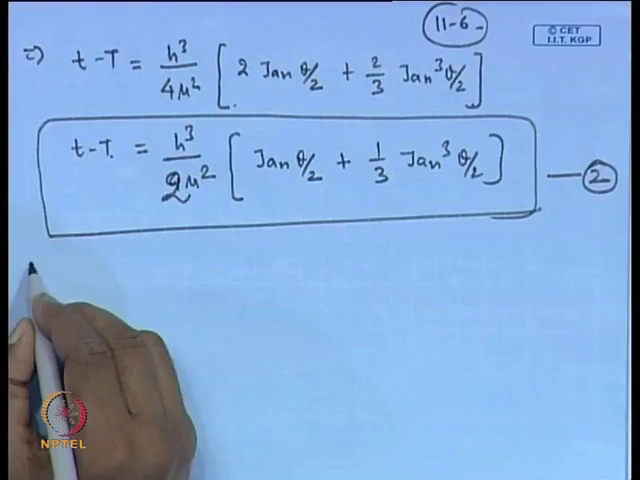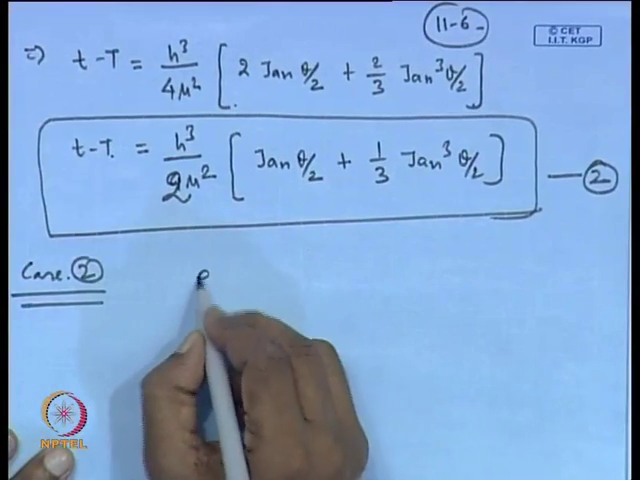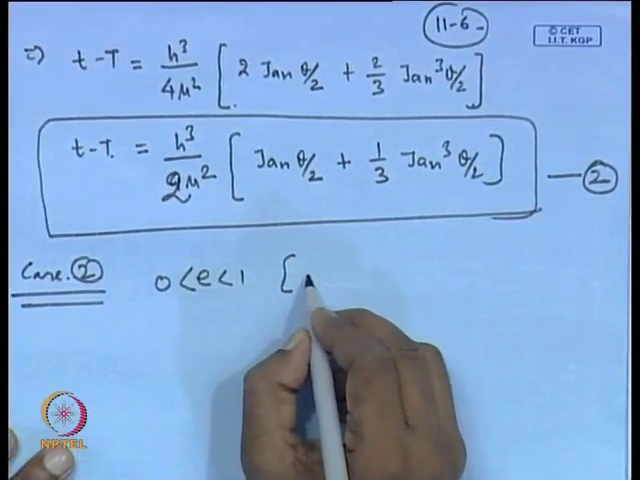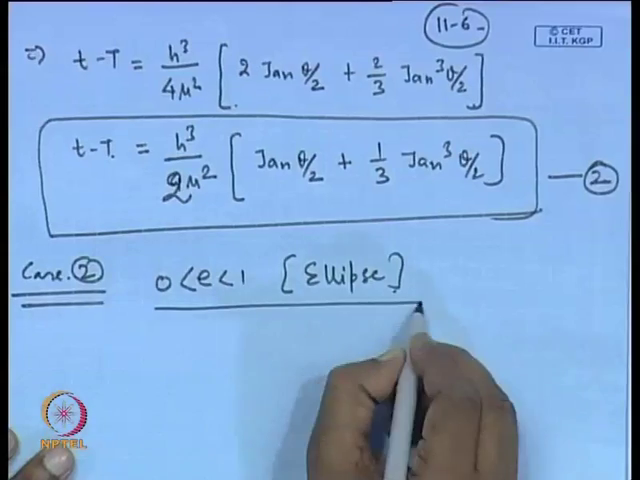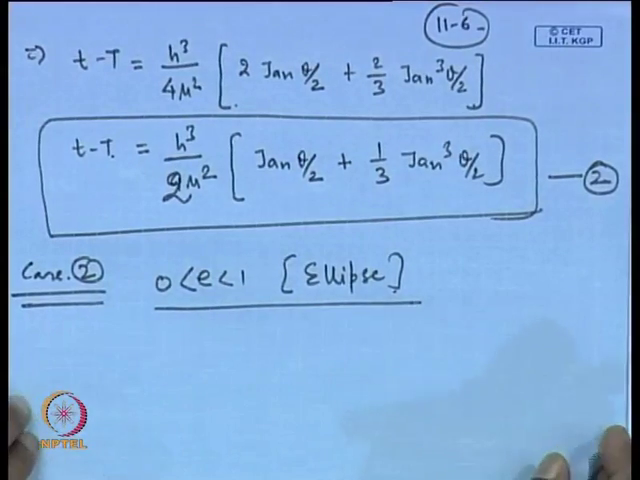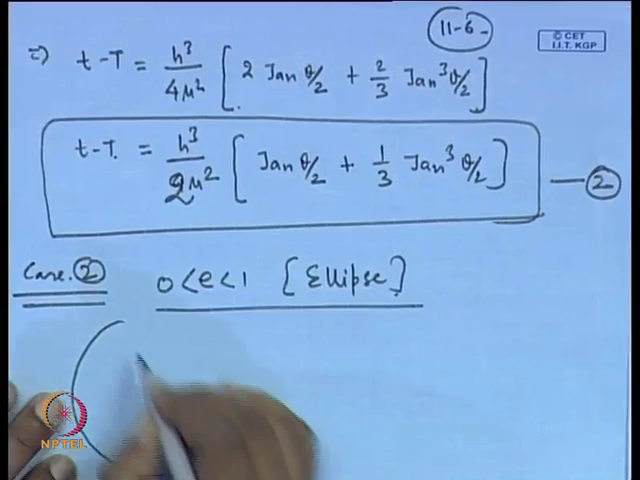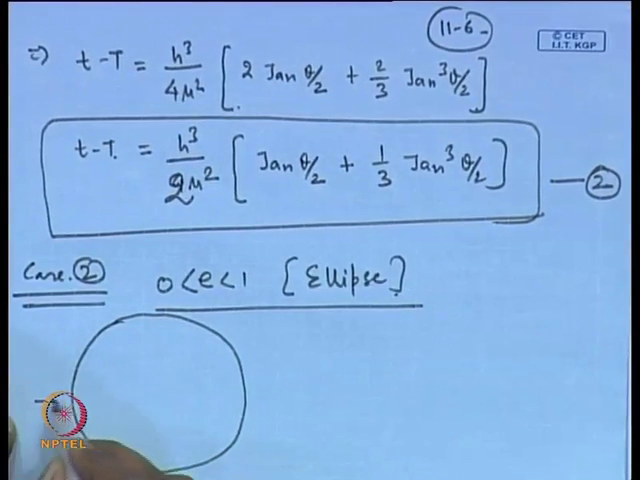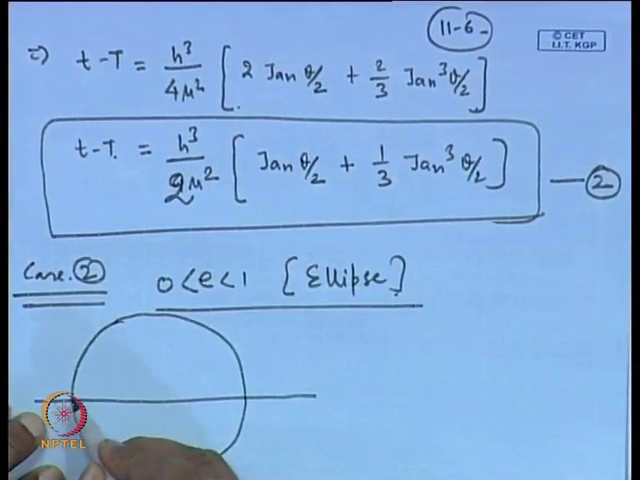Now, case 2, when e is less than 1. This is the case of an ellipse. So here we use certain results from our geometry.